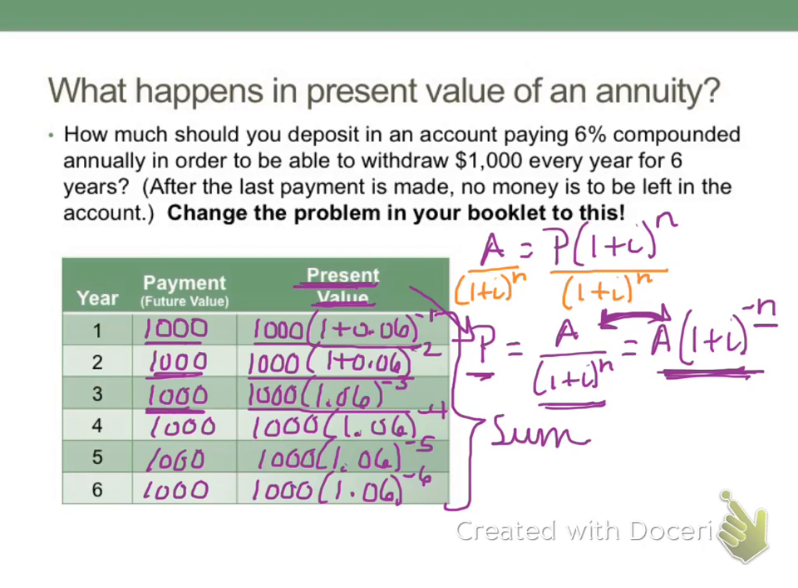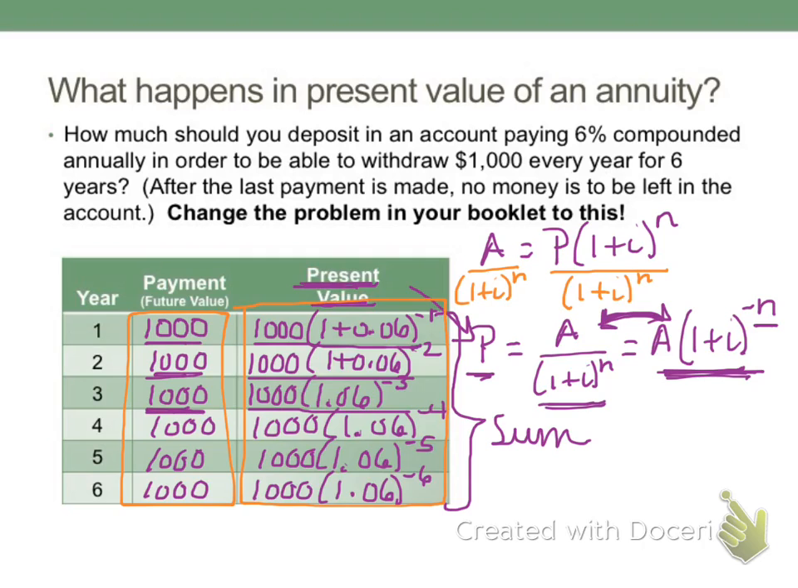Okay, so this should be sounding familiar because it's the same concept as what we were doing with future value. We want to add all of these present values up in order to know how much I need to put in right now to cover all 6 of these payments and end up with 0 in the account when it's all said and done.